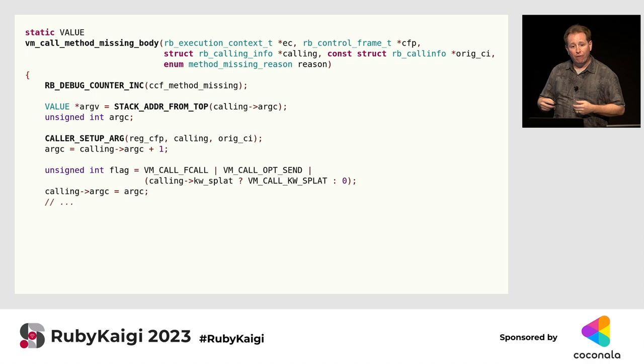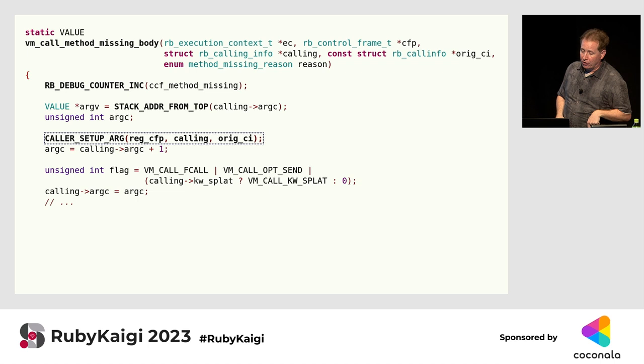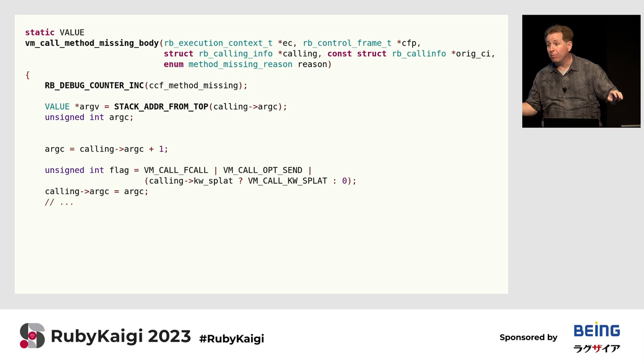I determined that this call to caller setup arg function here is unnecessary, as method missing calls do not need to modify existing arguments. They just need to add an argument before those arguments. So the call to caller setup arg can be removed completely. However, you do need to fix the calling flags.